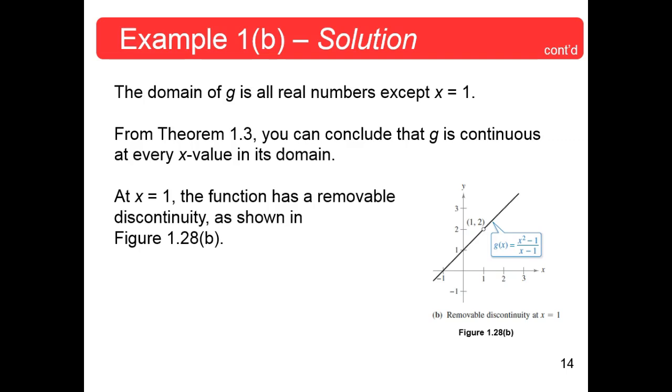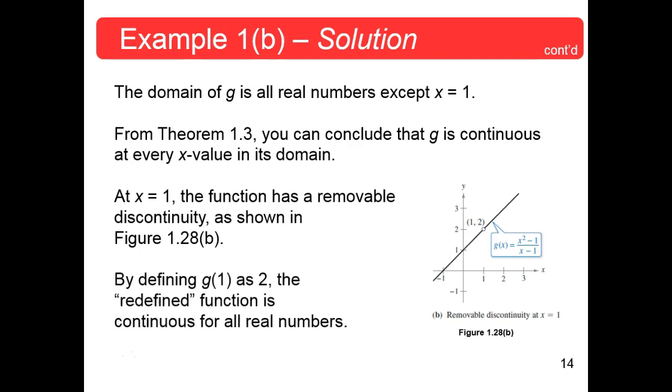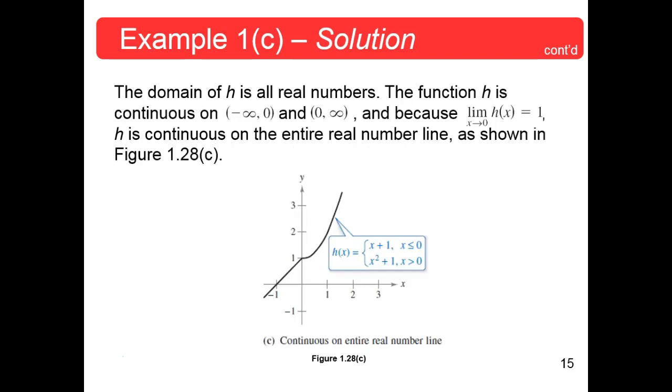So it's discontinuous there, but it can be made continuous, a removable discontinuity, by redefining the function, a new function, to be 2 when x is equal to 1. G is not defined at x equal 1, but you can define a new function to be 2 at x equal 1. So by redefining G of 1 as 2, the redefined function is continuous for all real numbers. This is the one I sort of drew, and you see that almost looks like mine.